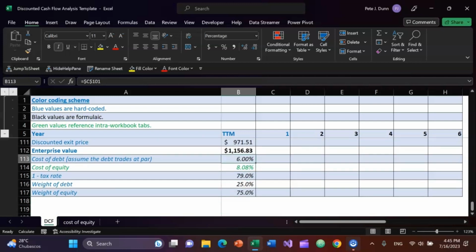Take this knowledge into the marketplace to be a better financial statement user and a better modeler. Have a great day.